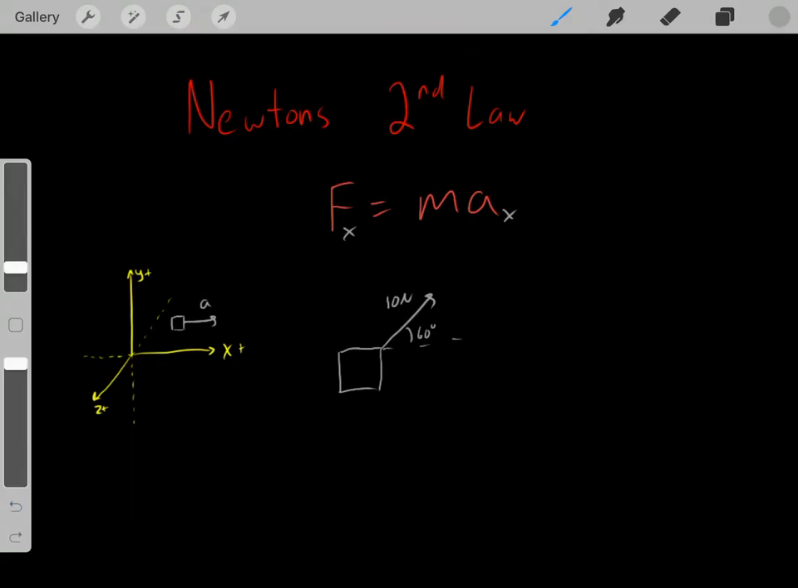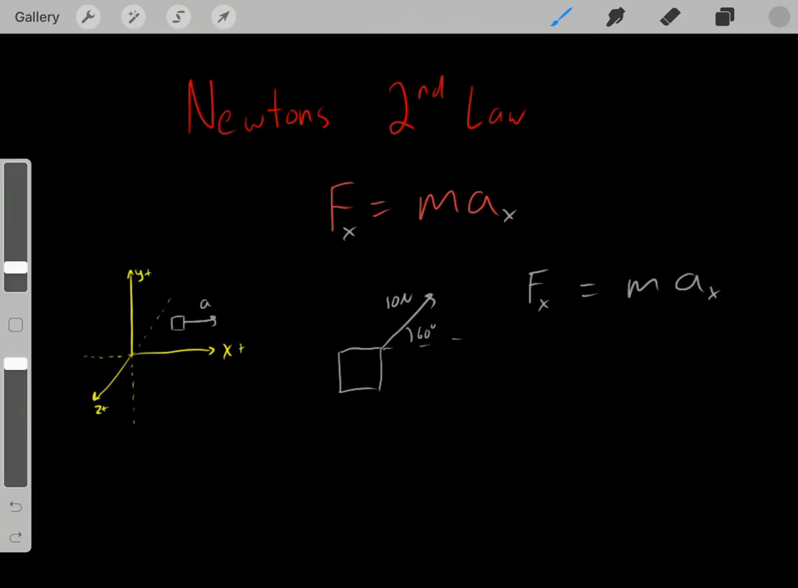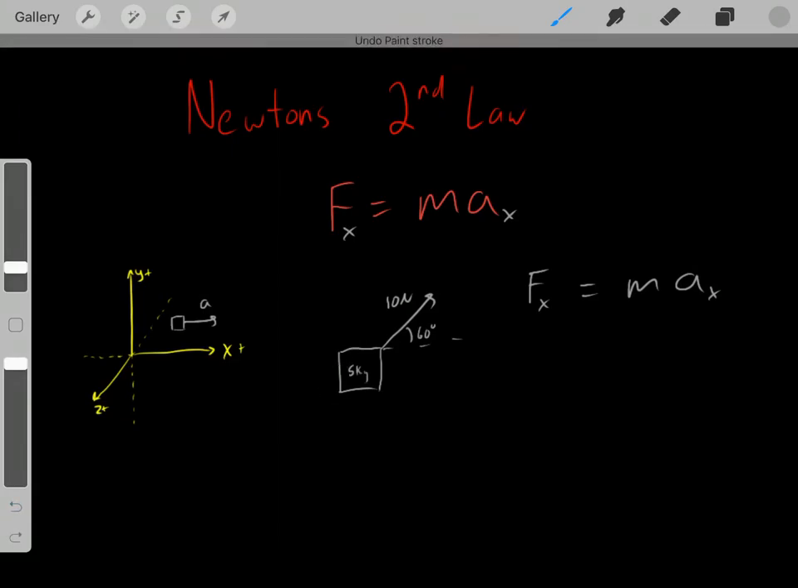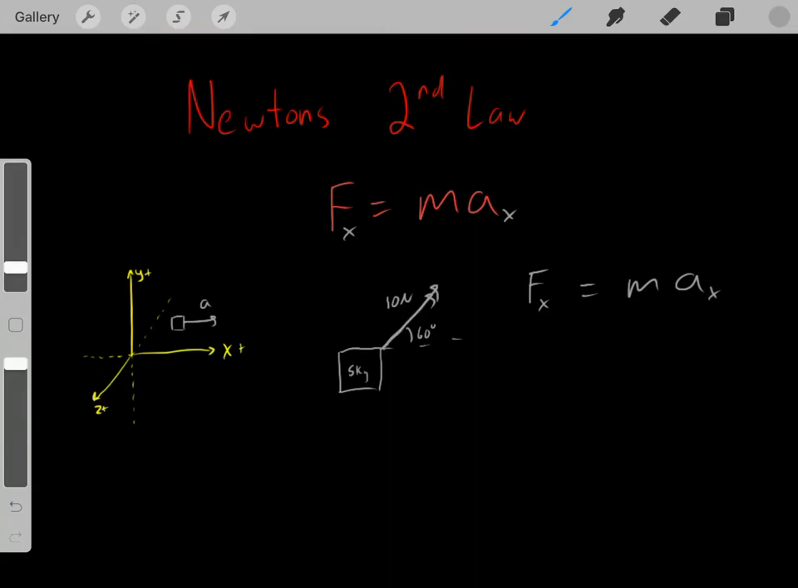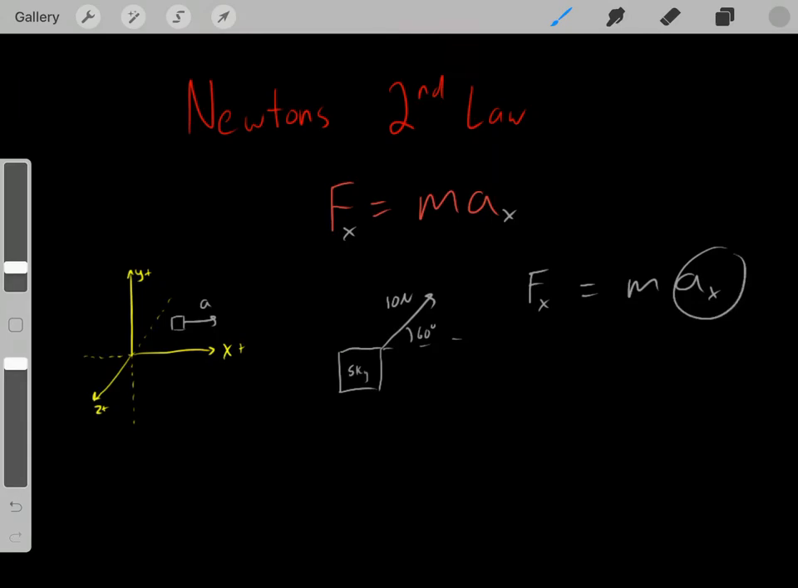How do we find the acceleration in the x direction? Well, again, we just use this equation. The forces in the x direction equals the mass times the acceleration in the x direction. So if we want to find the acceleration in the x direction, we need to find the forces in the x direction, and we need to know the object's mass. So let's say the object has a mass of 5 kilograms. So if this object has a mass of 5 kilograms and it feels a force that's 60 degrees from the x direction, what's the acceleration in the x direction?